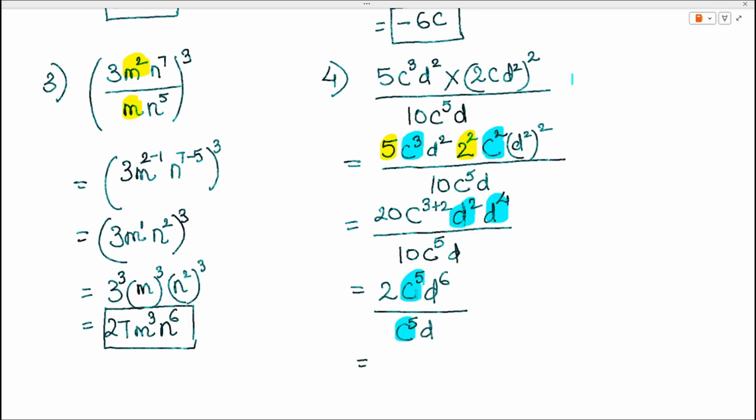These powers, they have the same base. So we'll apply the quotient rule because they are in division. So 2 times c to the exponent 5 subtract 5, which is a 0, and d to the exponent 6 minus 1, which is a 5. And now applying the 0 exponent rule, anything raised to the exponent 0 is 1. So this is just 1. So the final expression becomes 2 times d raised to the exponent 5.